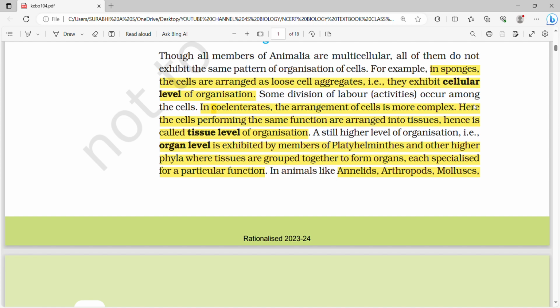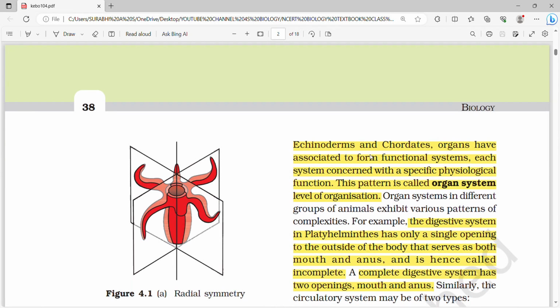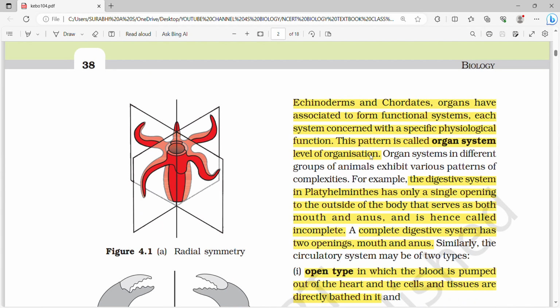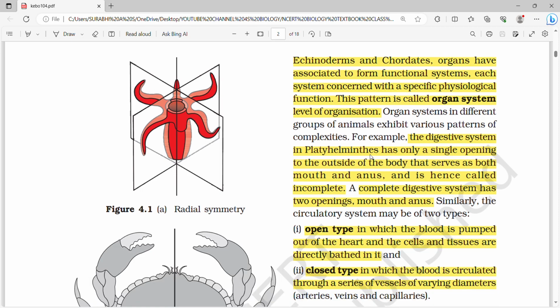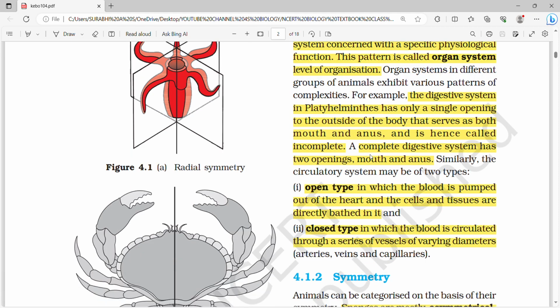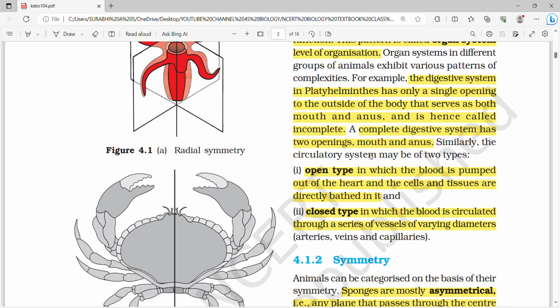Organ level is exhibited by many members of the platyhelminthes and other phyla, where the tissues are grouped together to form a few organs. In animals like annelida, arthropods, mollusks, echinoderms, and chordates, they have organ system, meaning a complete organ system level of organization is present. For example, the digestive system in the platyhelminthes only has a single opening to the outside of the body that serves as both mouth and anus, and it is called incomplete. So if there is only a single opening, it is called incomplete, and if there are two openings, it is called complete, with mouth and anus.